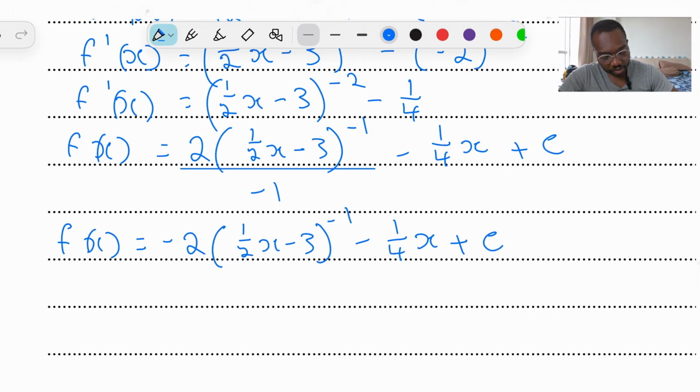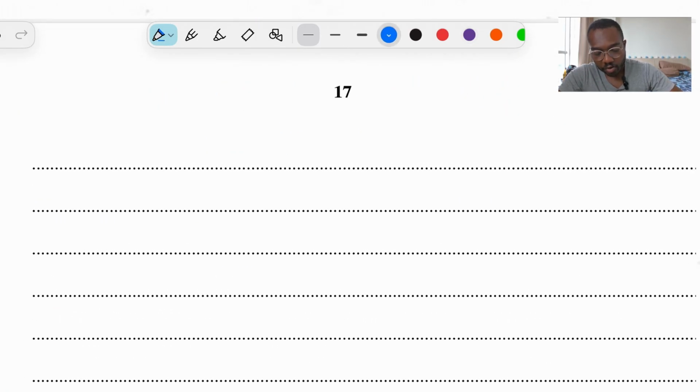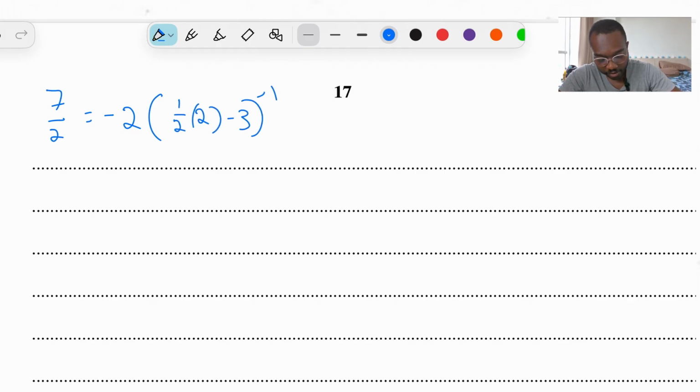And now let's put in our values. Okay, so we know that 2 and 7 over 2 were our values. Let's put those in. Let me go to the other page. Okay, so if we do that here, therefore, what do we get? Well, we get 7 over 2. Okay, that is equal to minus 2. And then in brackets, it was a half, and then x, so x is just 2, and then minus 3 to the minus 1. And then we have minus a quarter x. That'll be minus a quarter times 2. And then we still have the plus c.